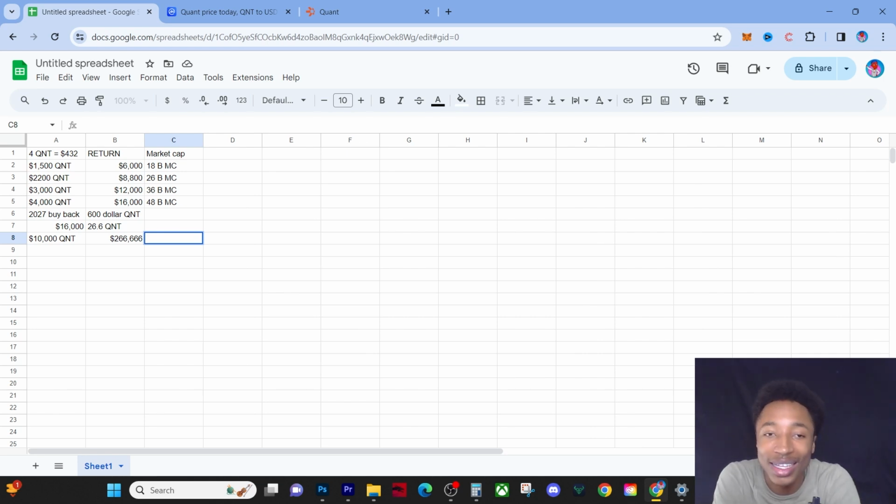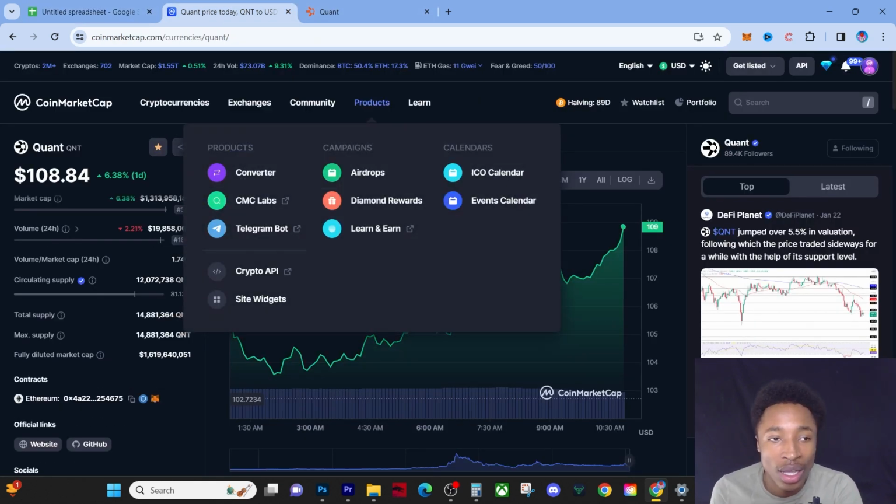This is why it's insane, guys. This is why the long term is so insane, because you've turned $432 into $266,000 over 5 years. Over 5 years. Tell me something else that can do that. Tell me another financial instrument that can do that. There is no other. It's crypto and crypto only that can do that. There is no other financial instrument in this world that can turn $432 into $266,000. I'm sorry. So we look at the price point of QNT today and you see at $100, $108.